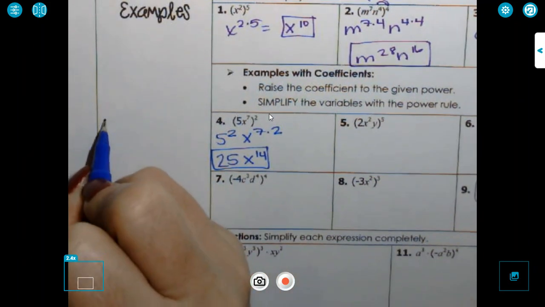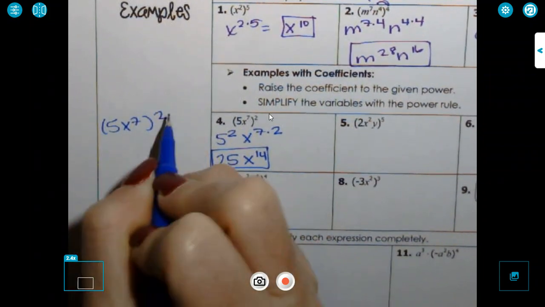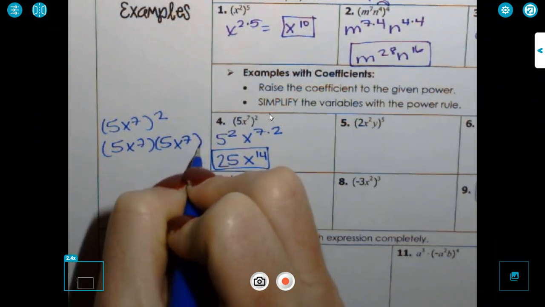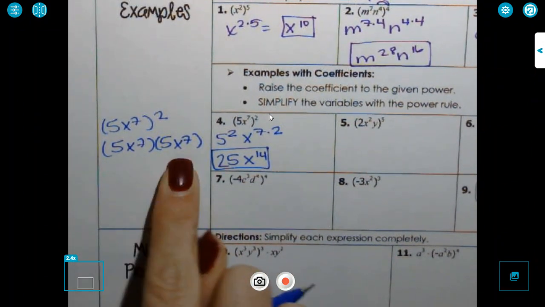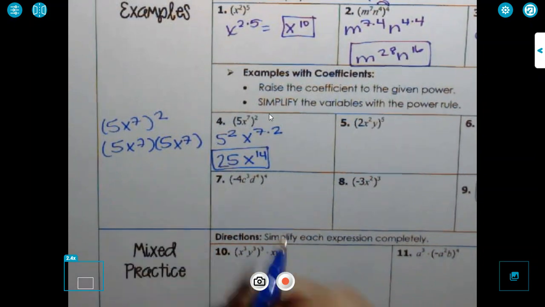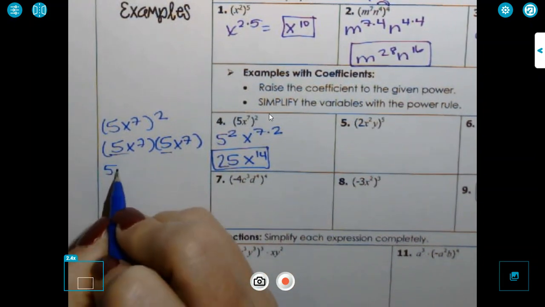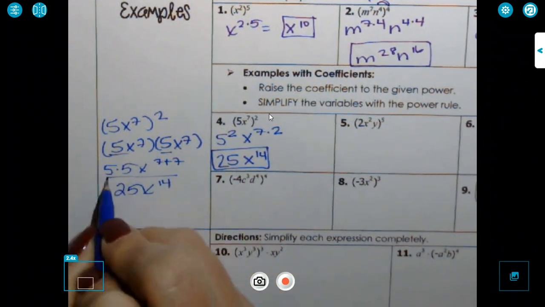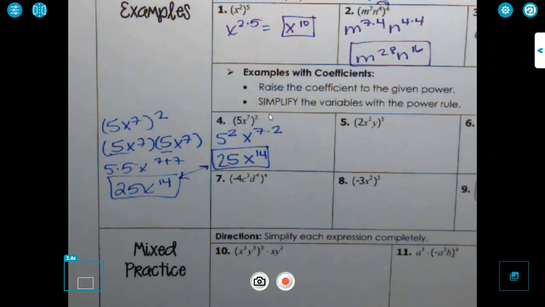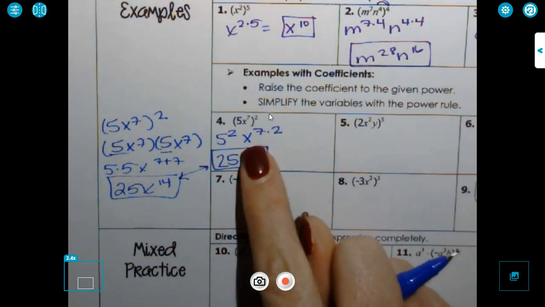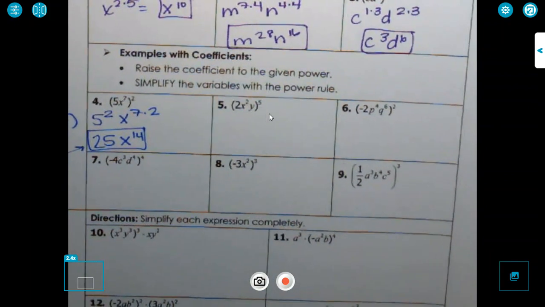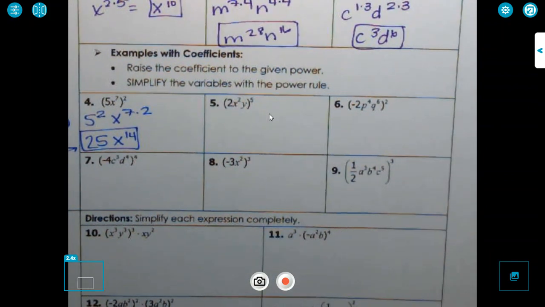Okay. If we had 5x to the 7th squared, remember squaring something is the same thing as writing it twice and multiplying, which now is just our product rule that we were using previously. Which means we would do 5 times 5 and x to the 7 plus 7, which gives me 25x14. And if you look, I have the same answer regardless. The power to a power rule is just a little quicker, but if you need to use the product rule to write it out twice, then by all means go for it.